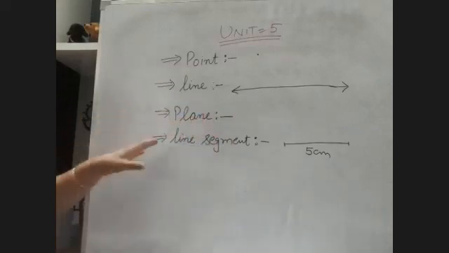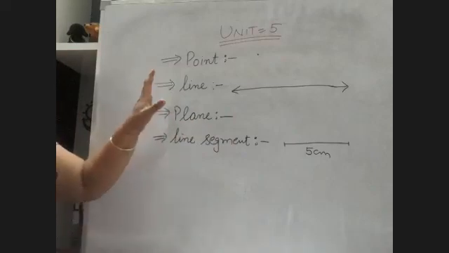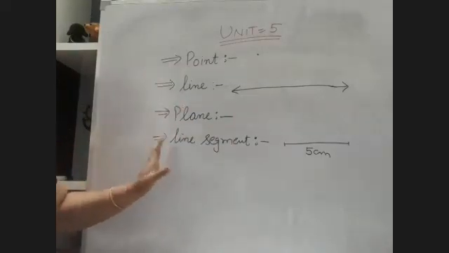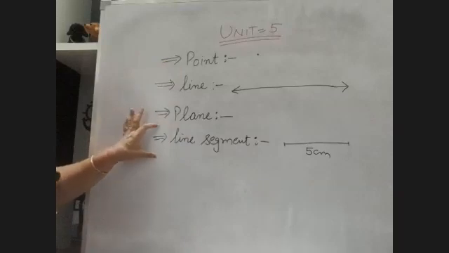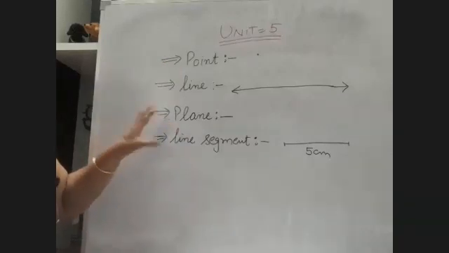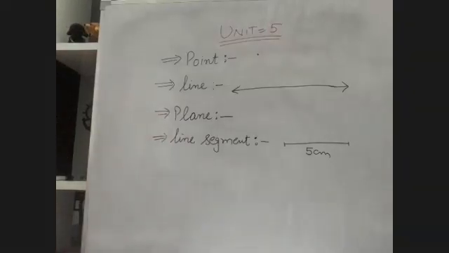So this is the difference between line and line segment. A line has no endpoint, but a line segment has two endpoints. We can't measure a line, but a line segment has a fixed length, and we can measure it. Clear, students?